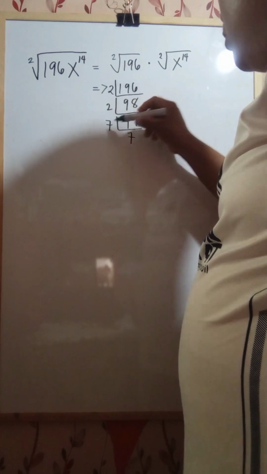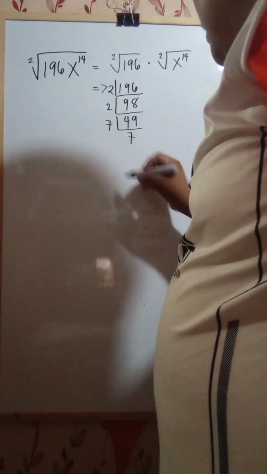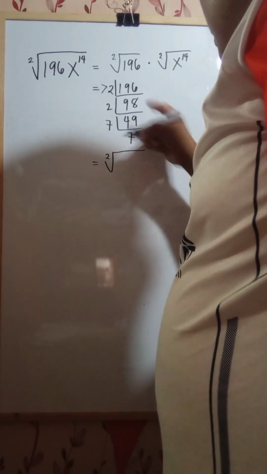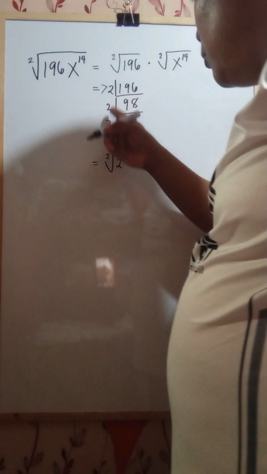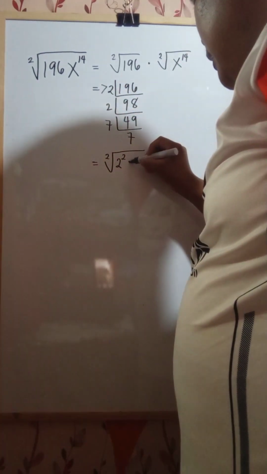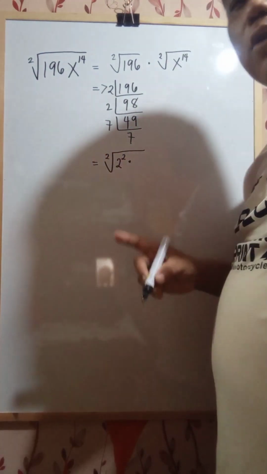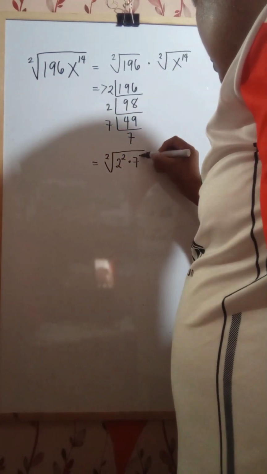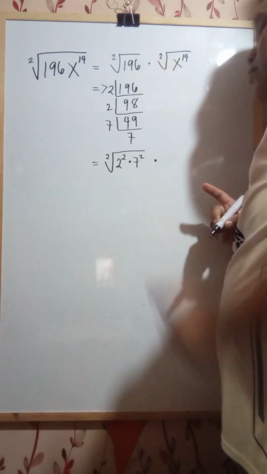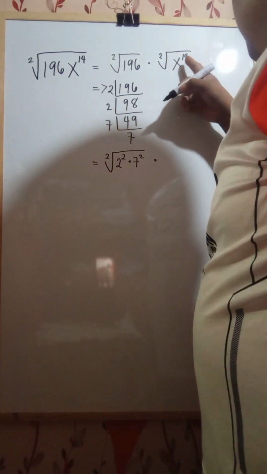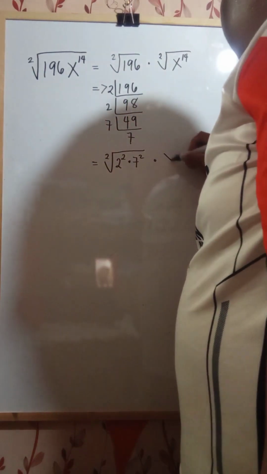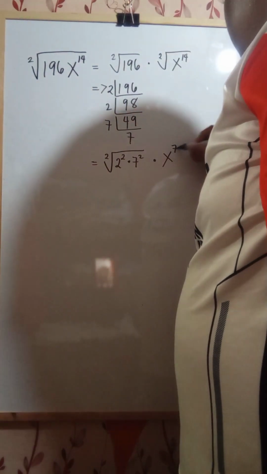So we have two 2s and two 7s. That equals the square root of 2 squared, count how many 2s, times 7 squared, since there are two 7s, then times x to the power of 14, which we can extract: 14 divided by 2 is 7, so copy the x, then 7.